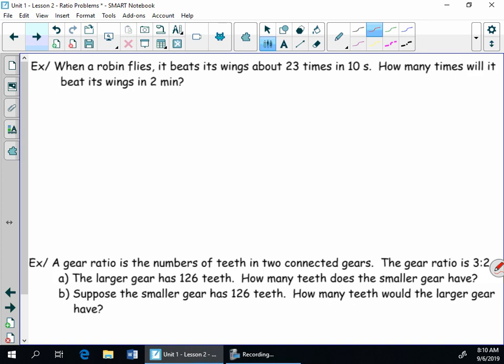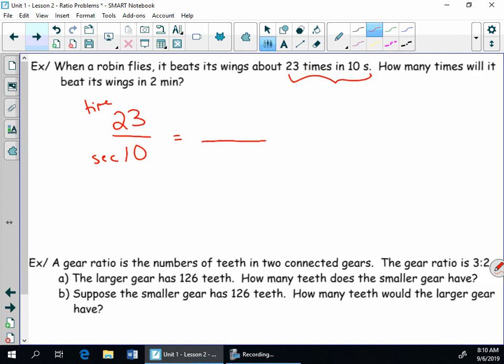When a robin flies, it beats its wings about 23 times in 10 seconds. That's a ratio. 23 times in 10 seconds. Now I'm going to put the word times here, and I'm going to put the word seconds here, so I know which one's which. I want to know how many times will it beat its wings in 2 minutes. Okay, so here's my unknown ratio.